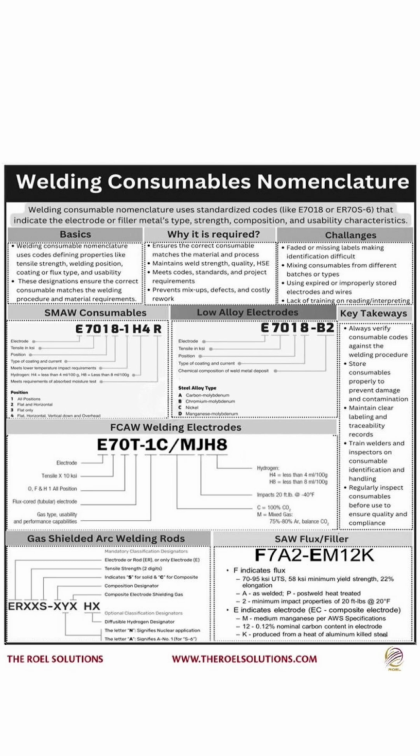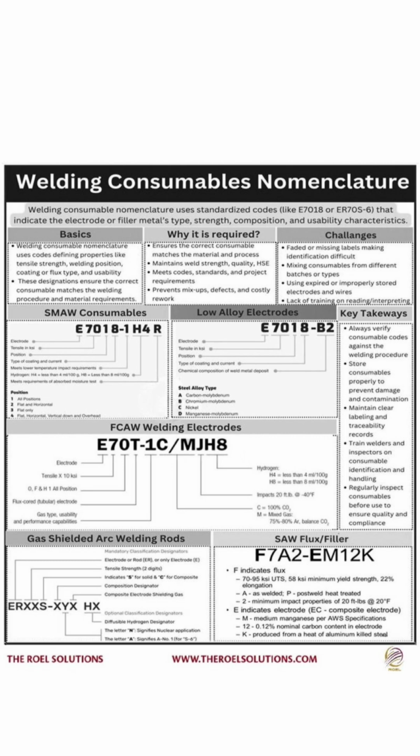Segment 2. SMAW electrode nomenclature, example E7018. Let's start with shielded metal arc welding, SMAW. Take this example, E7018. Here's what each part means.